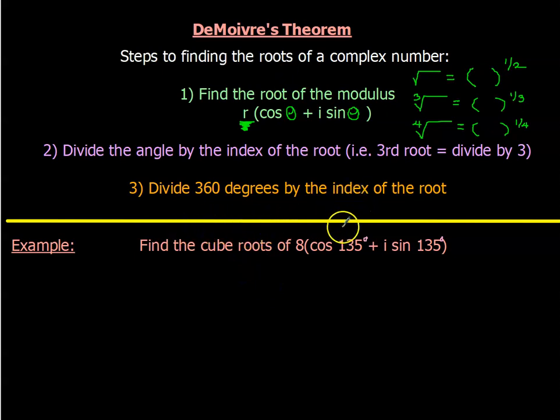Find the cube roots of 8 times cosine 135 plus i sine of 135. This complex number is in trig form. So starting off, I'm going to color coordinate the steps. We're going to find the root of the modulus.